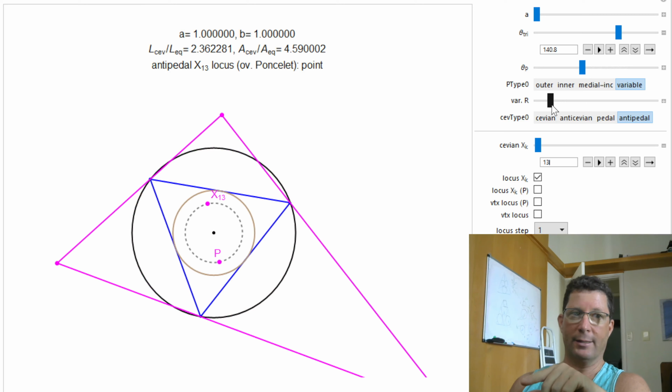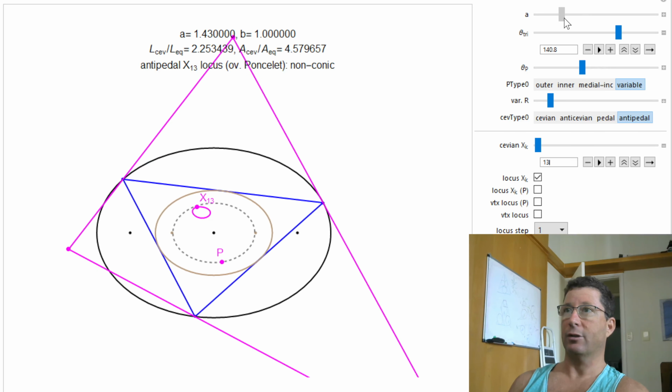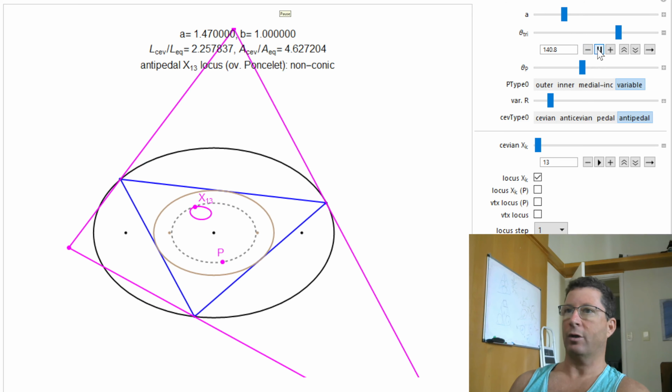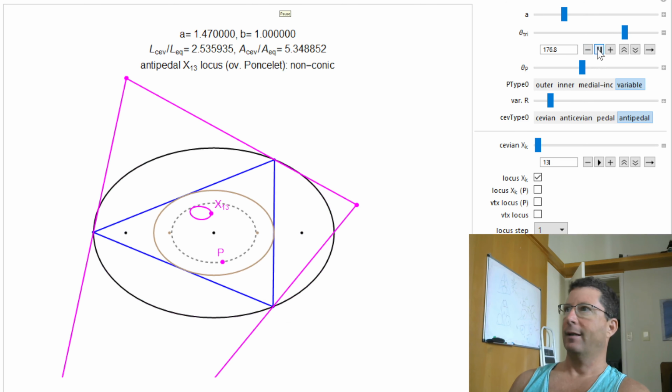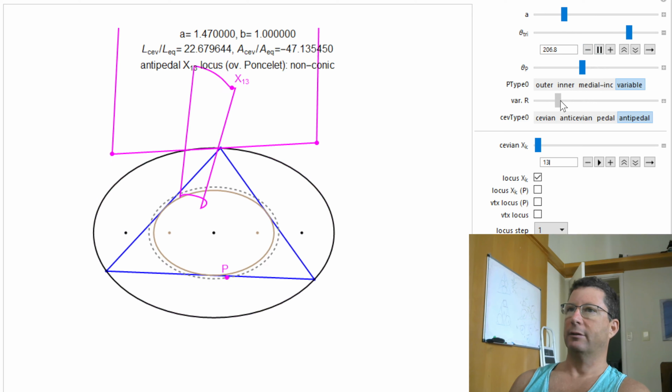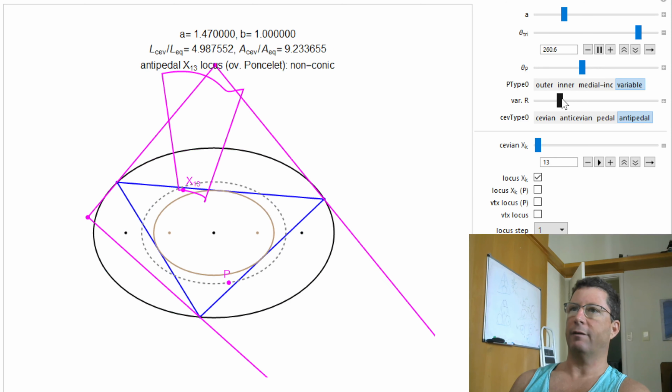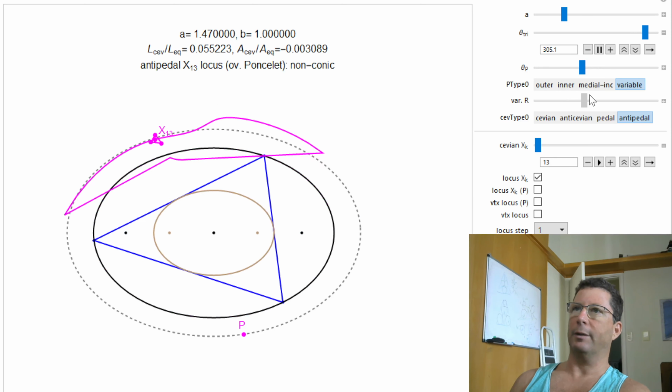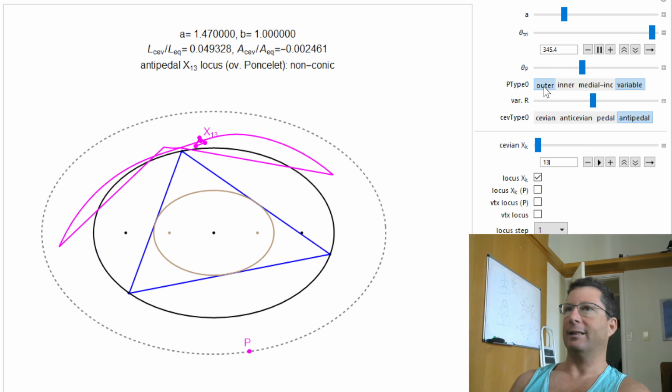Okay, does x13 stationarity when P is inside of the incircle survive the affine transformation? Let's look at that. Doesn't look like it does. Okay, so it's a non-conic. And if I move P around, it's going to be doing some weird stuff. Too complicated to be analyzed. What if I'm exactly on?